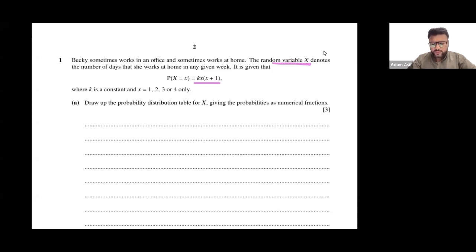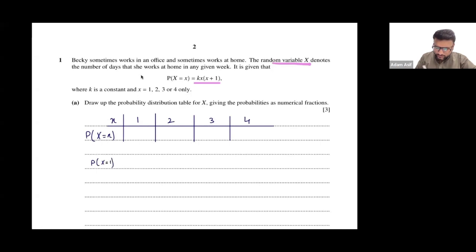For the first part, we have been asked to draw a probability distribution table for X, giving the probabilities as numerical fractions. Okay. So first we have to draw a probability distribution table. The possible values of X are going to be 1, 2, 3, and 4. We need to find the probability that X is equal to x. Okay, so what is the probability that X is equal to 1?